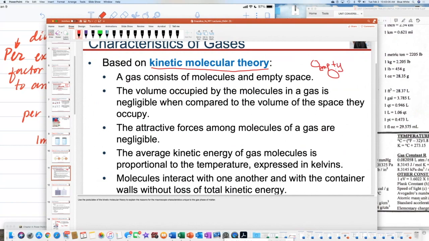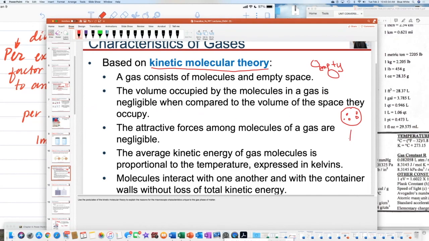That's why you can compress a gas. The volume occupied by the molecules in the gas is negligible compared to the volume of the space they occupy. So what this is saying is, if you have 1 gallon of gas, let's say this circle here is 1 gallon, and you take all the tiny gas molecules together and squish them together, because the gas molecules are so tiny. They didn't say that here, but it's implied.